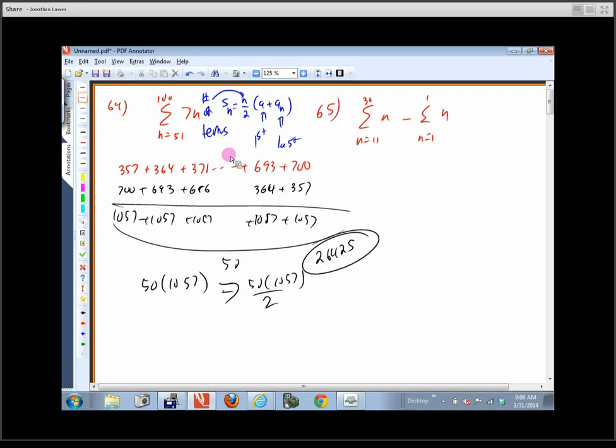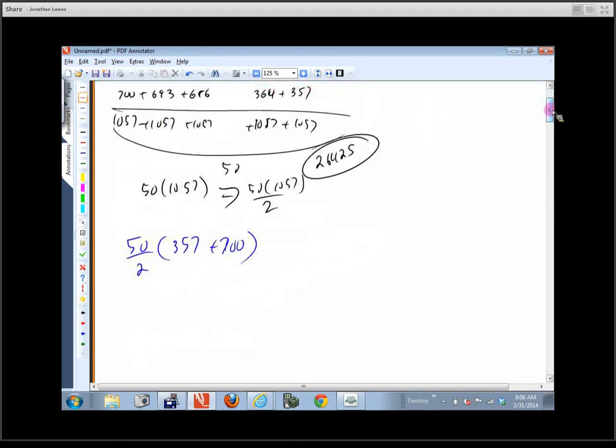Haven't we figured this out already? How many terms are there? There are 50. Divide that by 2. What's the first term? What you get when you plug in a 51, so that's 357. What's the last term? It's what you get when you plug in a 100, so that's going to be 700. Multiply those together. That's exactly the same problem that we just did, isn't it? Does that make sense? Okay. Any questions? Okay. Sure?